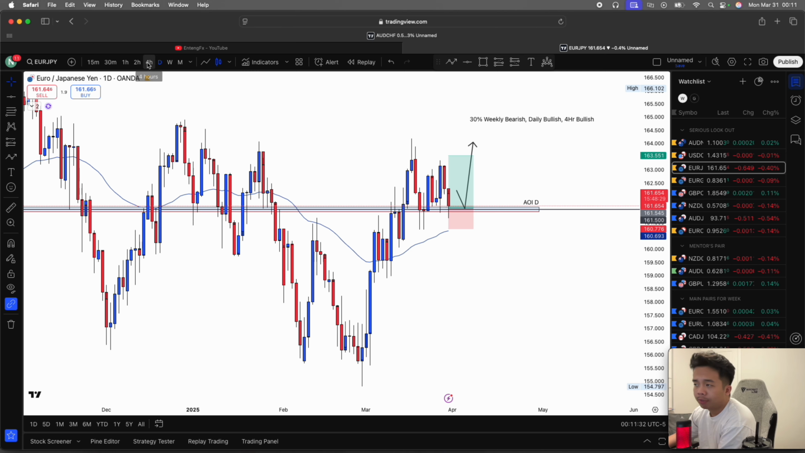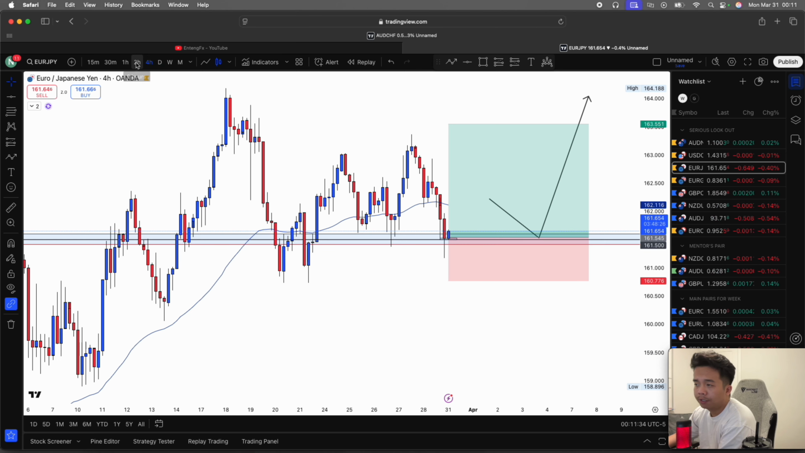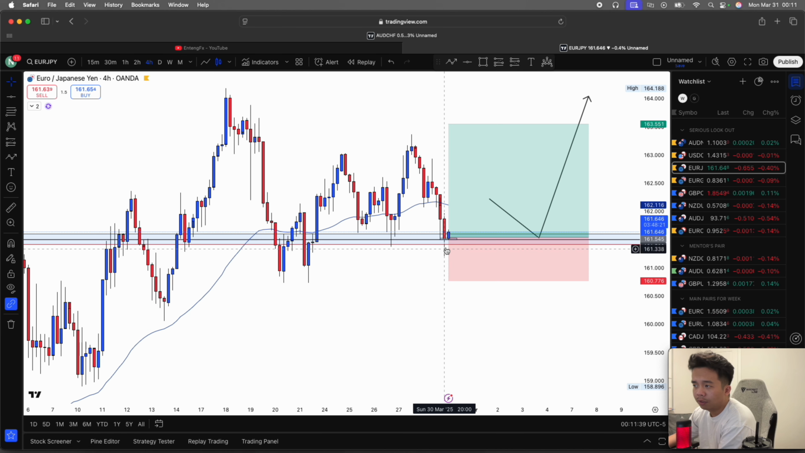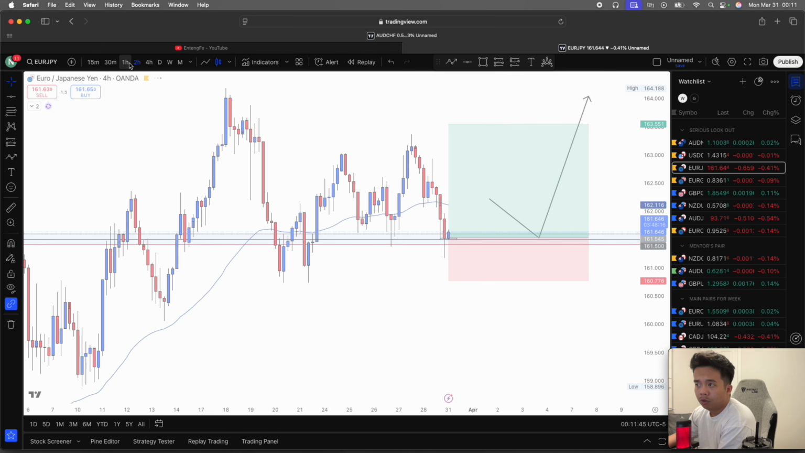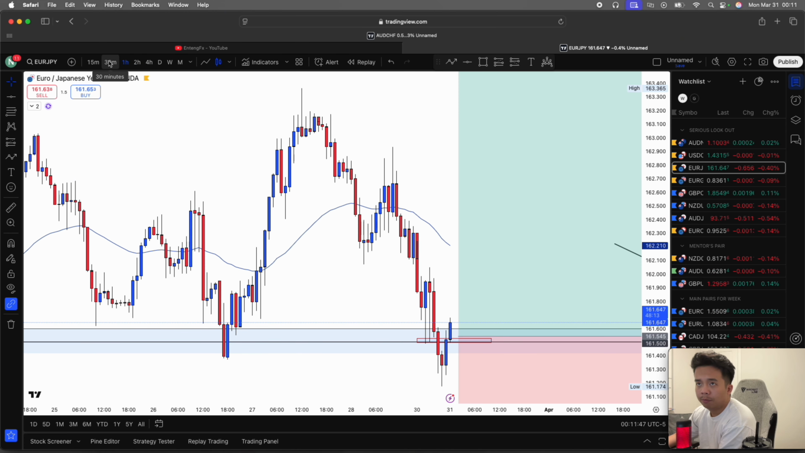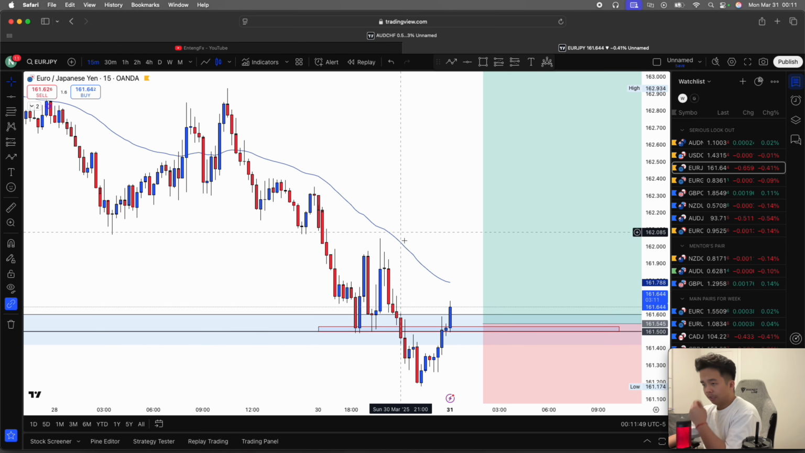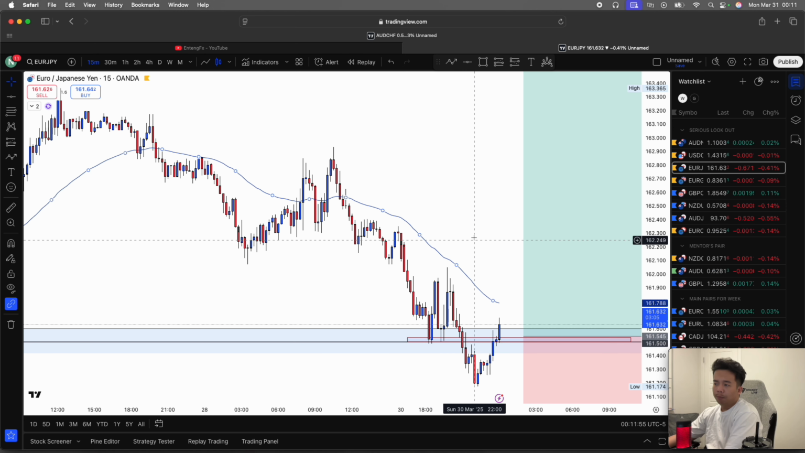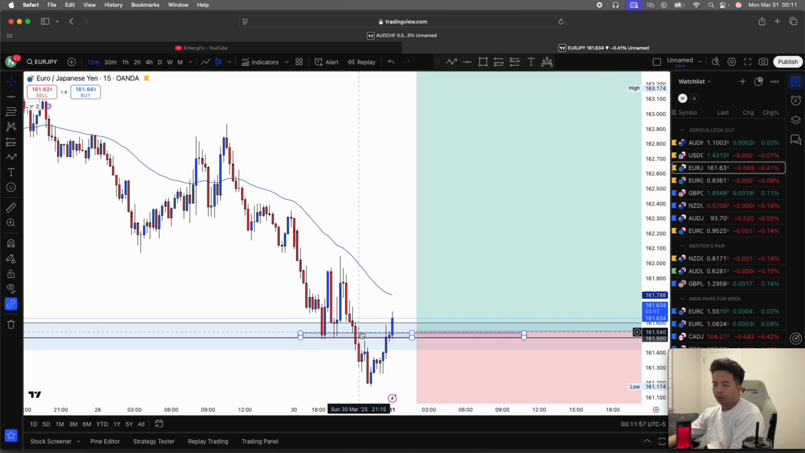The current daily time frame is having a rejection. The 4 hour just closed, having a rejection in the area of interest, as well as the 2 hour time frame and 1 hour time frame. So I put this level over here on the 15 minute time frame. I'll be looking for the buys. This is the area I'll be interested in to enter the trade.